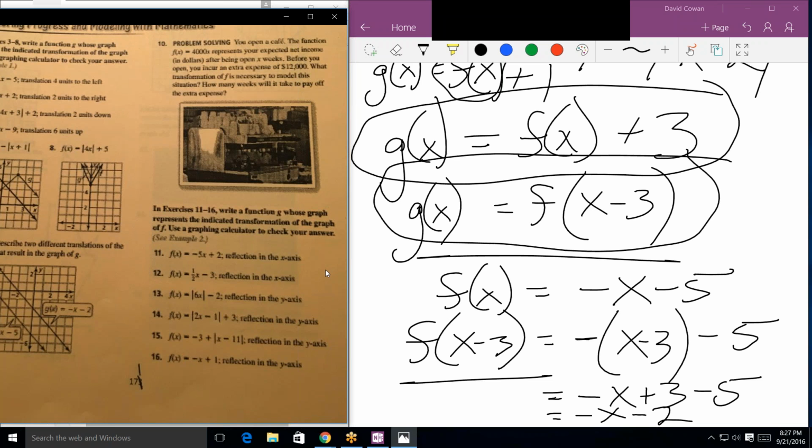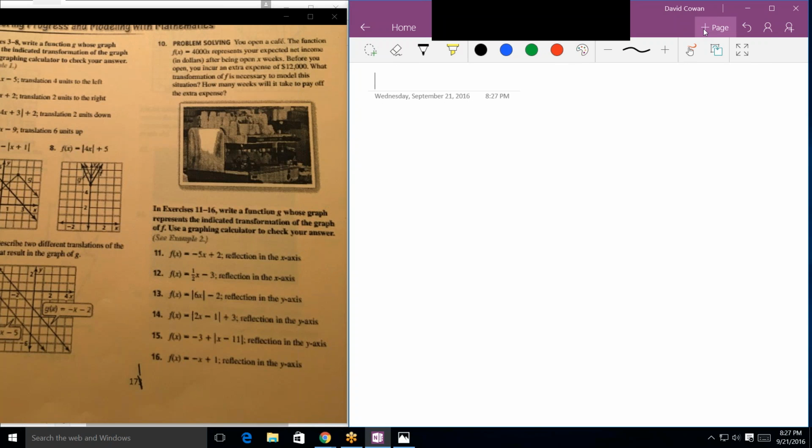Okay, so yeah, you want to make sure you get these transformations down pat. This is something you're going to have to know for a long time. This is not going to go away when you get done with this section.